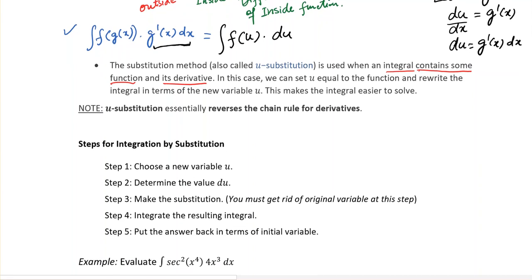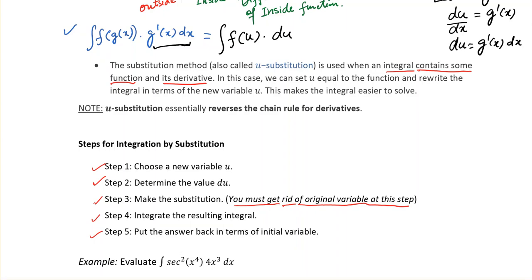Step number 1 is to choose the new variable u, and then we figure out the value of the differential of u. In the third step, we make the substitution. This is very important: at this step, you should get rid of the original variable. For example, if you have x in your original function, you should get rid of all the x's at this step. Then we integrate the new resulting integral, and in the end, we put back the answer in terms of the initial variable.